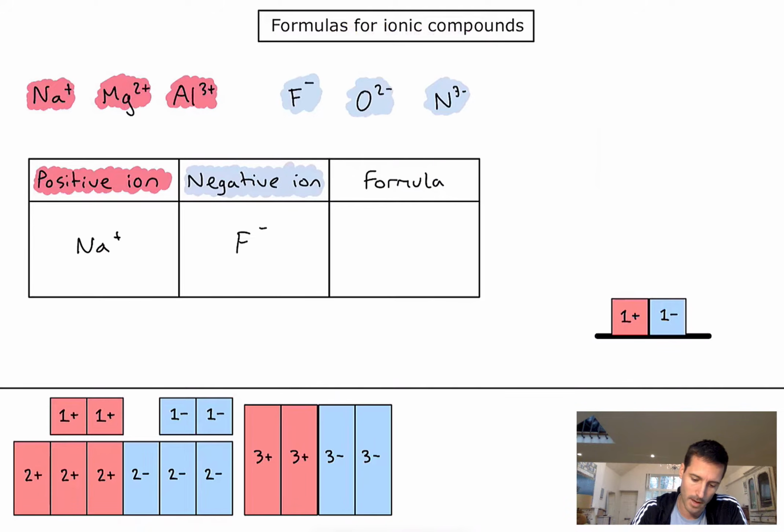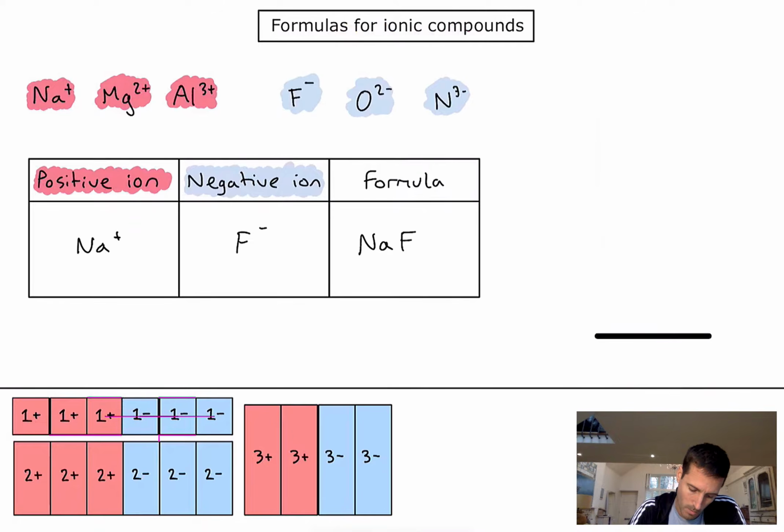And what does that mean? Well, that means in my formula, my ionic compound is going to have one sodium and one fluorine. Now you could technically write a little 1 and a little 1 there, but normally if there's just one of them, we don't write anything. So that's a nice easy example. Let's try a slightly more complicated one.